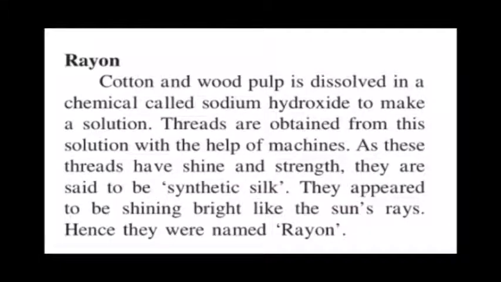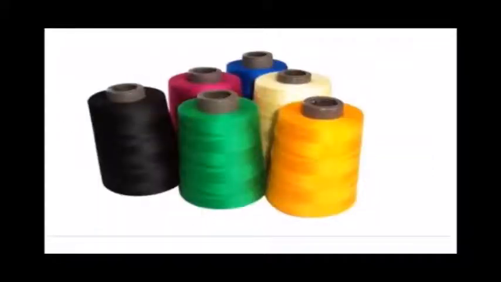Now we are doing artificial. So let's begin with rayon, one synthetic fiber prepared by man. Cotton and wood pulp is dissolved in chemical called sodium hydroxide to make a solution. Threads are obtained from this solution with the help of machines. As these threads have shine and strength, they are said to be synthetic silk. They appear to be shining bright like the sun's rays, and hence they are named rayon. Let us have a look on it.